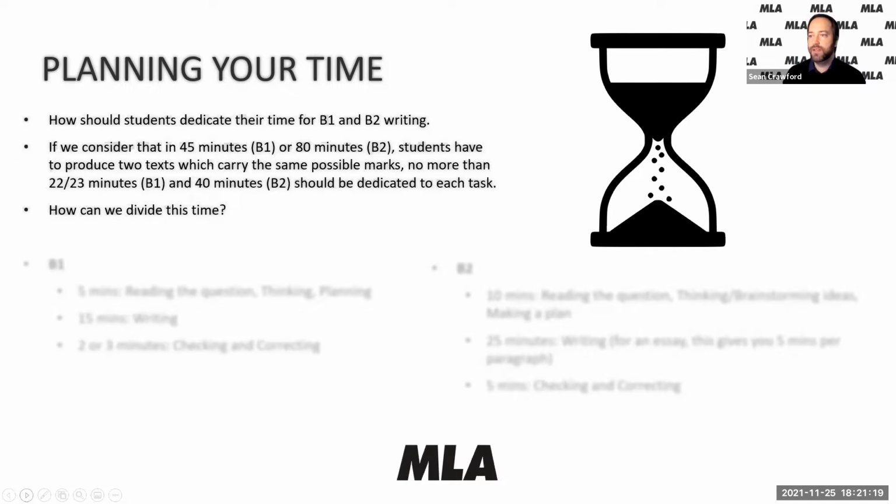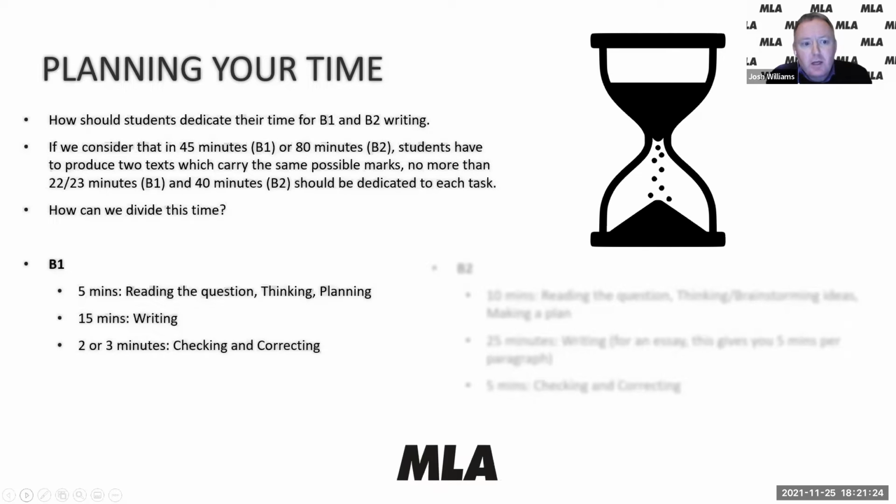So for the B1, the division is like this. A good idea is to remember to give them some planning time. So 5 minutes reading the question, thinking, planning, 15 minutes writing. Remember, it's shorter, obviously, than the B2. 2 or 3 minutes checking and correcting, that should give them enough. But remember, those 2 or 3 minutes can really make up a lot of the points you would have missed if you, as someone said, get third person S or tenses incorrect, or forget plurals, things like that.